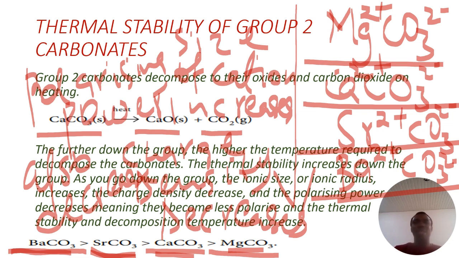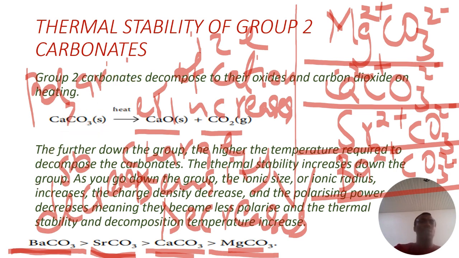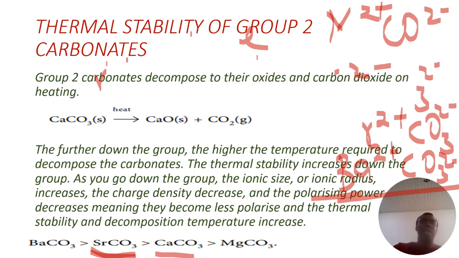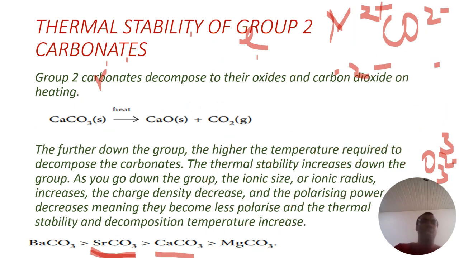So that is the effect of ion polarization on the thermal stability of group 2 carbonates. Magnesium carbonate is the most polarized. The carbon-oxygen bond has been stretched, so you just need a very low temperature to break it down to magnesium oxide and carbon dioxide. If you look at what we have here, the further down the group, the higher the temperature required to decompose the carbonates. So the thermal stability increases down the group.